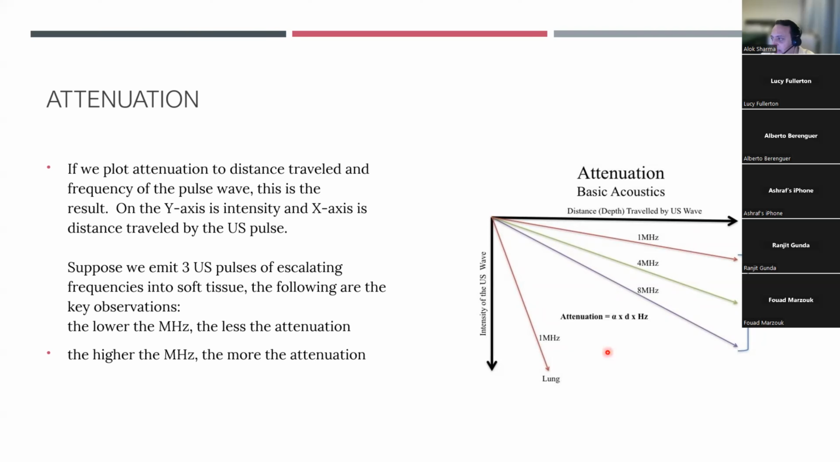But what this graph demonstrates is that if you use a low frequency probe, this is a 1 megahertz frequency traveling through soft tissue, for the same distance traveled, it will have an intensity. Now, as the frequency increases, the intensity decreases. That's attenuation for you. And that basically means, from my perspective, that the deeper structures are less well visible if you use a higher frequency.